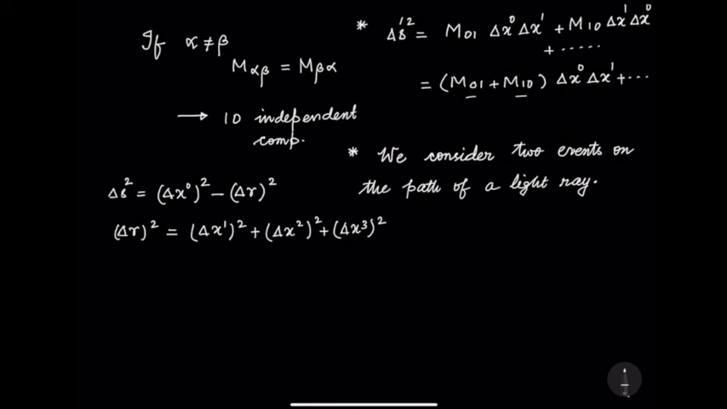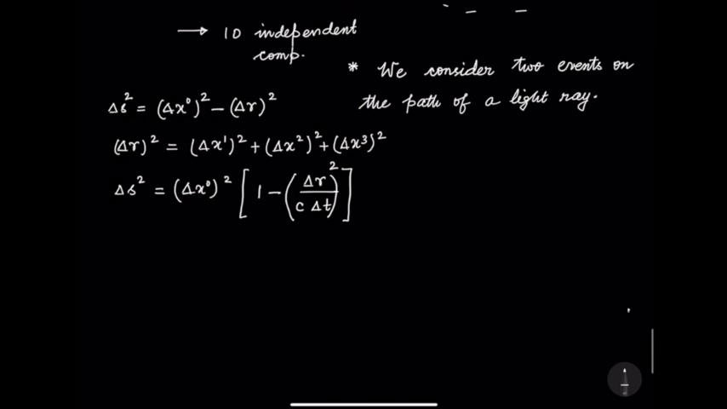And remember, delta x0 square is c square dt square. So if I forcefully take this common, what I am left with is 1 minus delta r by c delta t, square of that. And you will agree that speed of the light is c, and delta r by delta t, because these two events happen on the trajectory of the light, is the speed of the light.